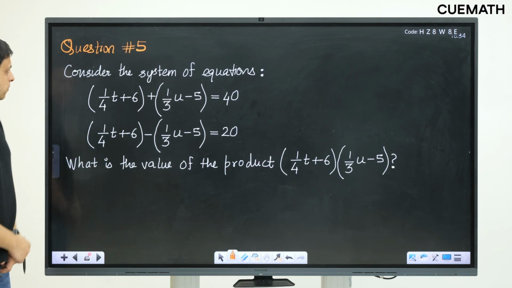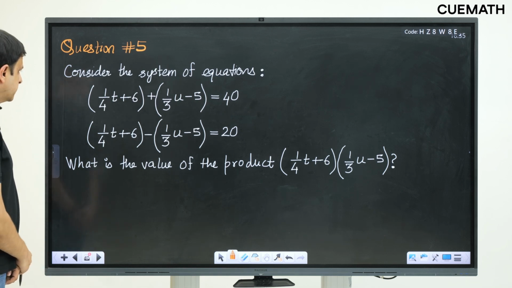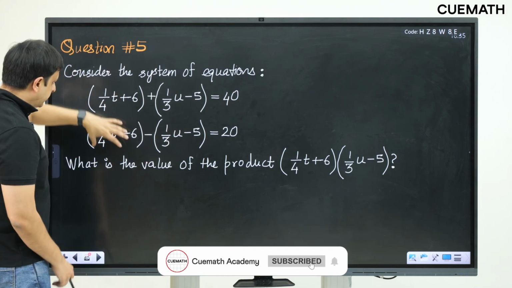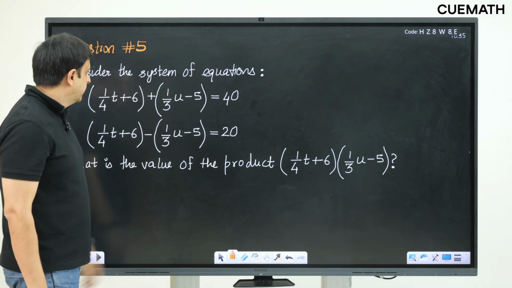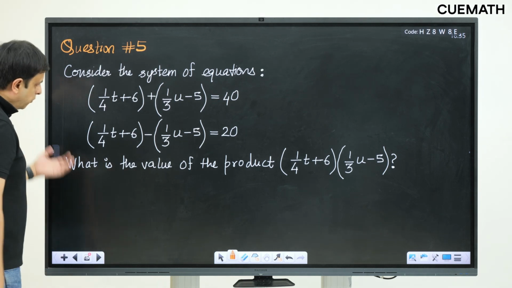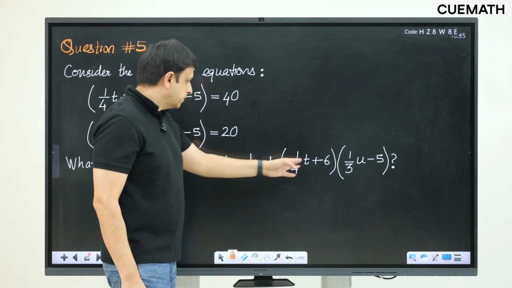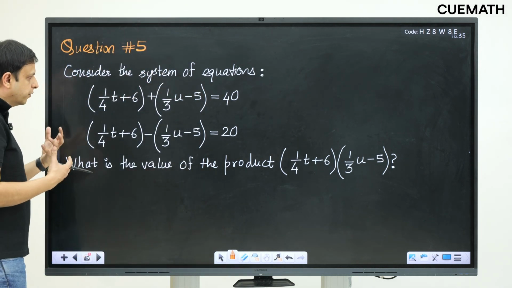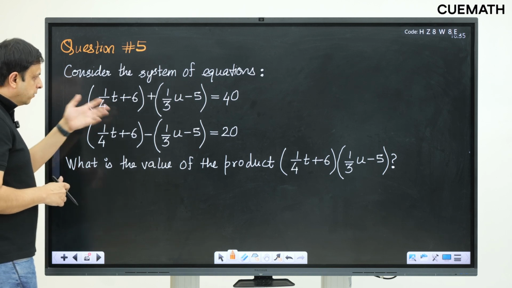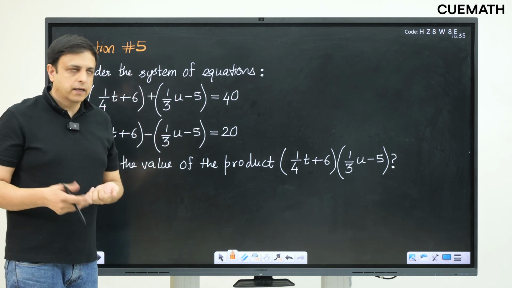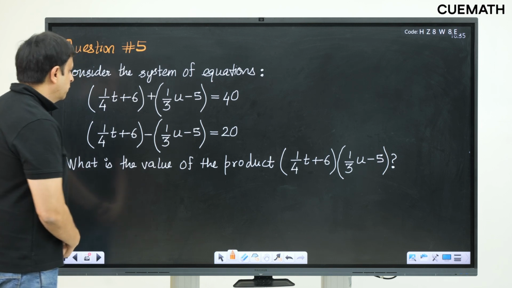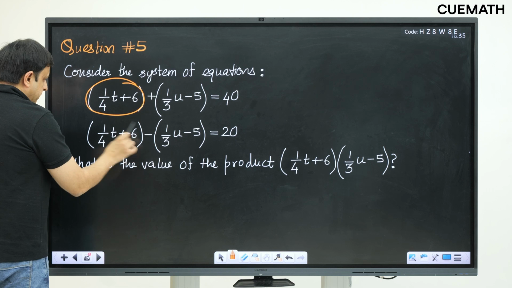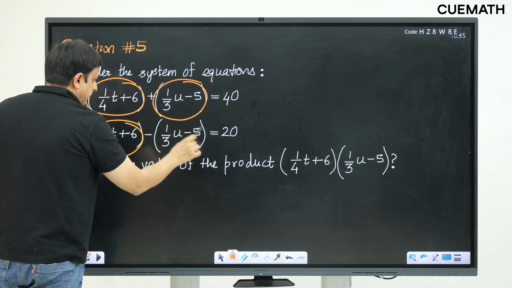All right. Now, to question 5, consider the system of equations 1 by 4 (t plus 6) plus 1 by 3 (u minus 5) is 40, and then the same expression here minus the same expression here is equal to 20, and therefore, what is the value of the product 1 by 4 times (t plus 6), 1 by 3 times (u minus 5)? Now, of course, if you leave the equations in this form and try to deal with them directly, there are a lot of terms here to deal with, but you can instantly see that this term here is the same as this term here, and this term here is the same as this term here.